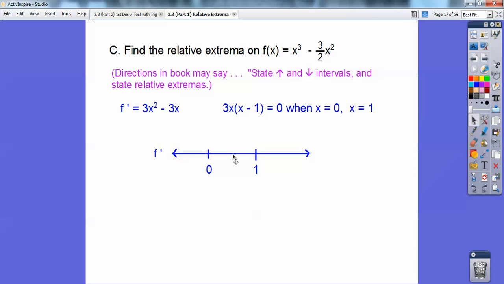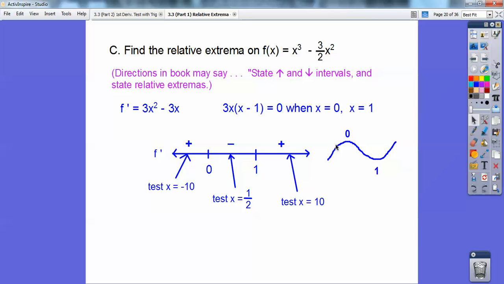If I plugged in a half right there, 3 times a half is positive. A half minus 1 is negative. Positive times negative is negative. This last one is going to be a positive. Okay, so then that tells me it's going up, and then it starts going down, and then it starts going up again. So there's a relative max right there. There's a relative min right there. Okay, so there it is right there. It's going up, and then when it gets to 0, it starts going down, and when it gets to 1, it starts going back up again.